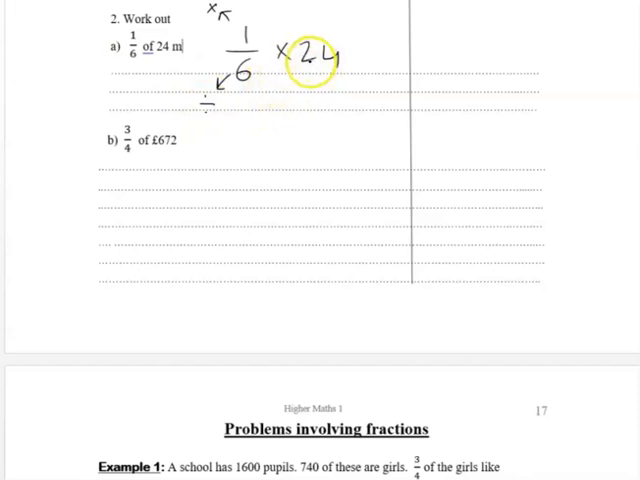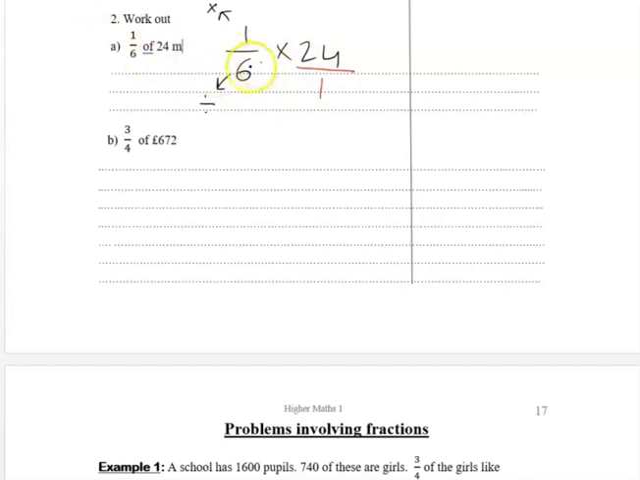So the number here, 24, is a whole number, but as a fraction it's a numerator. Why is that? Because if I was to turn it into a fraction, it would be 24 over 1. Now remember, you can simplify numerators with denominators. So what we're going to do here is simplify the 6 and the 24.